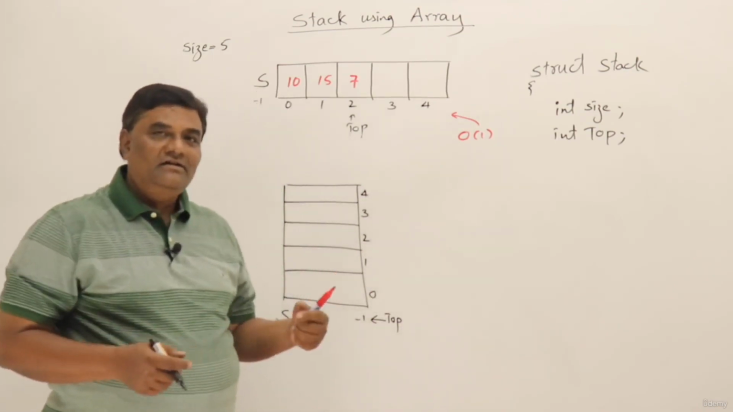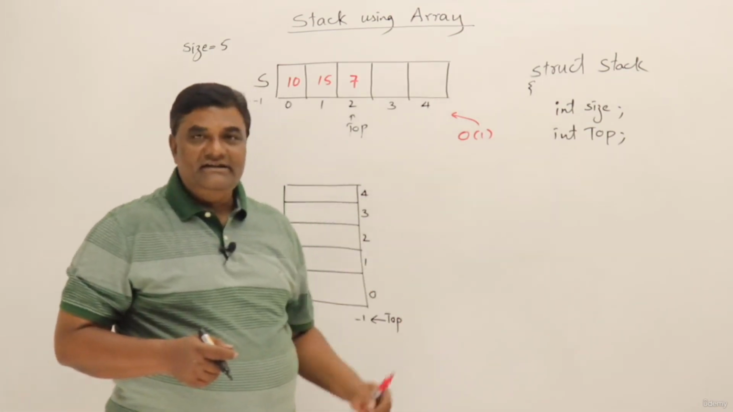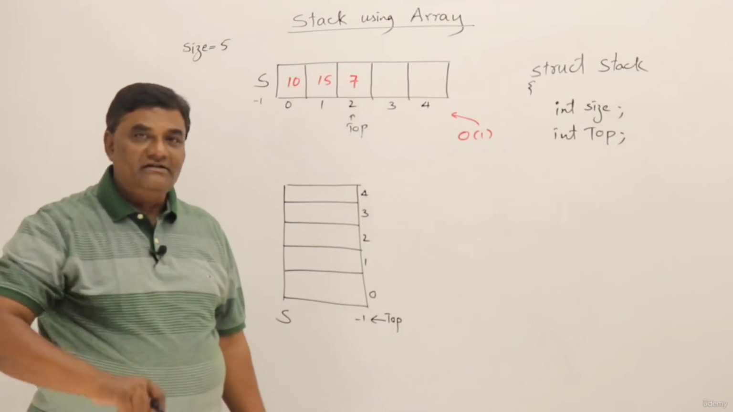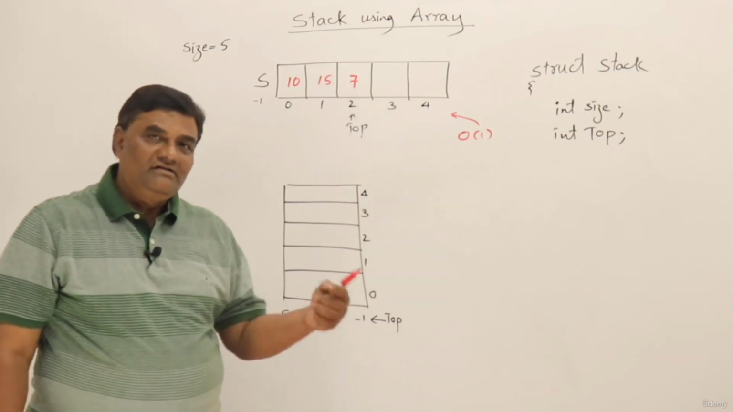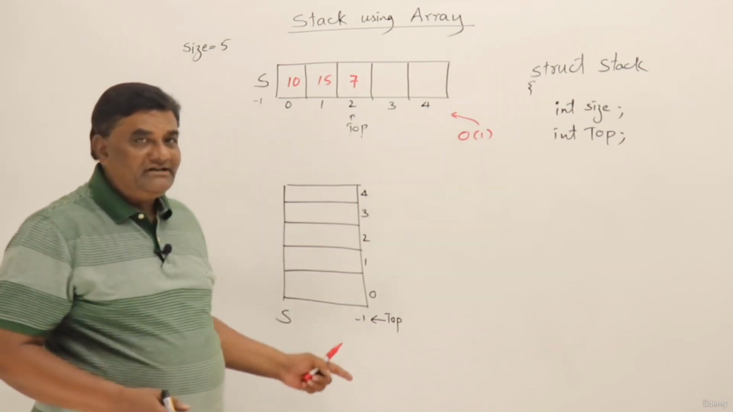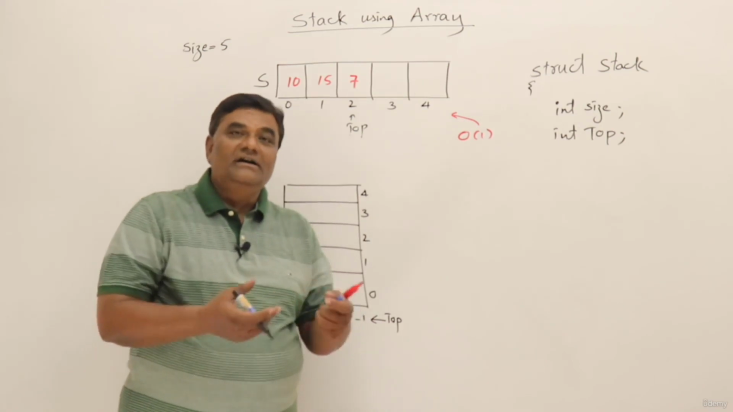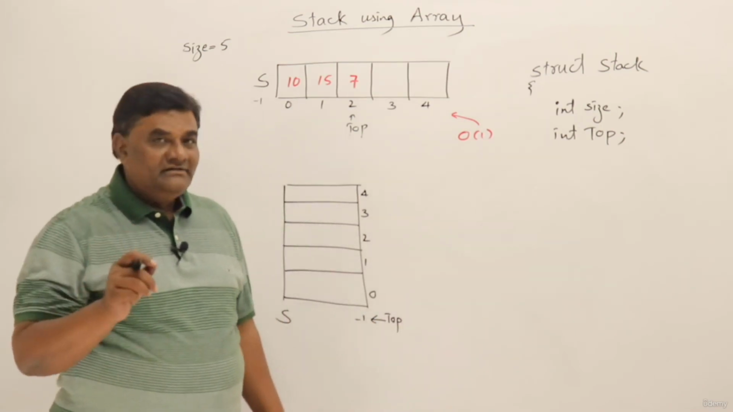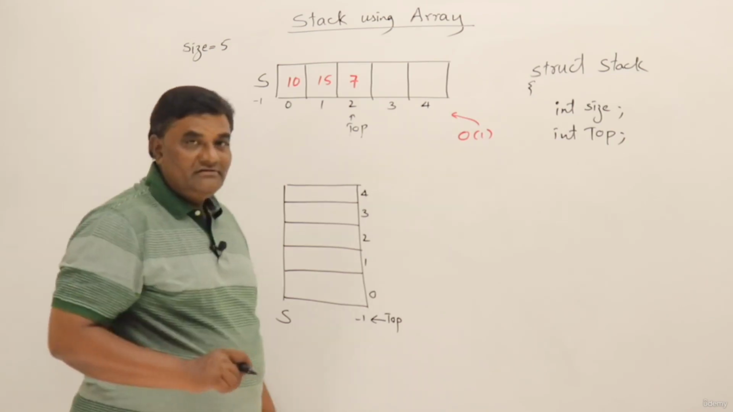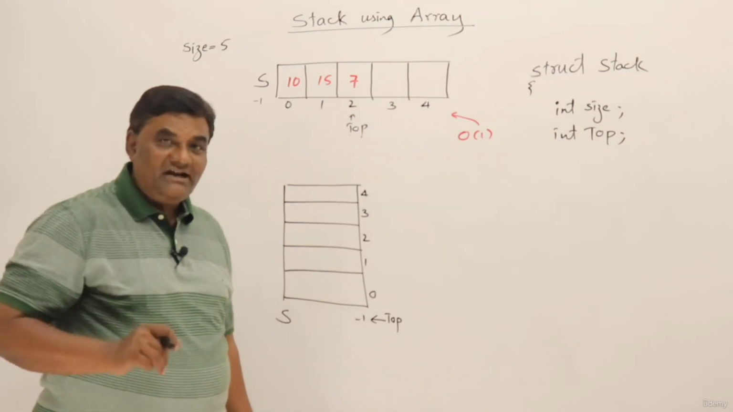So shall I declare a some size array directly, or shall we decide at runtime and create the array? We will decide at runtime and create the array. We will find out what is the maximum expected size of the stack and we create an array of that size. So then better take it as a pointer. Don't take a fixed size array, so that we can dynamically create a stack.